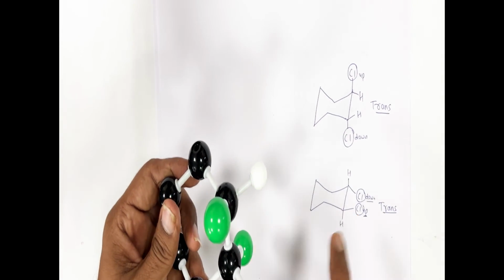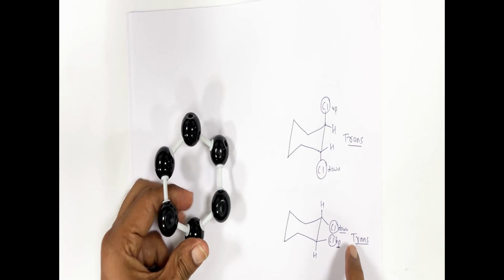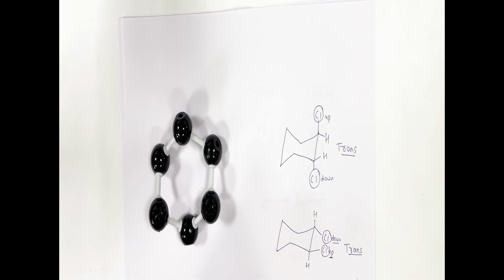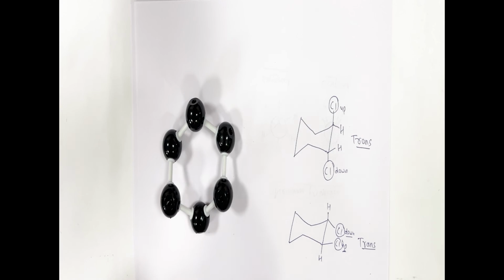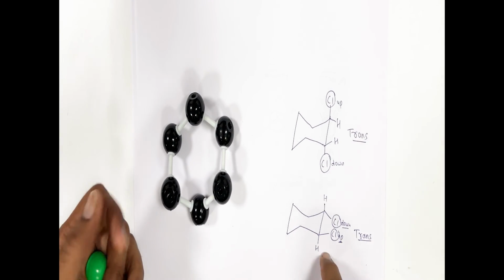Now I am drawing the cis form. Now how am I interchanging chlorine and hydrogen? Now this is the model of simple cyclohexane. Now we are drawing up and down, meaning again we are drawing another trans form.